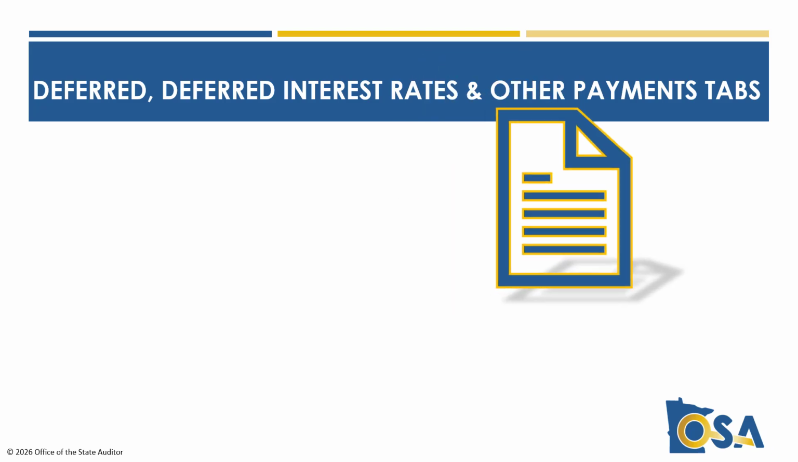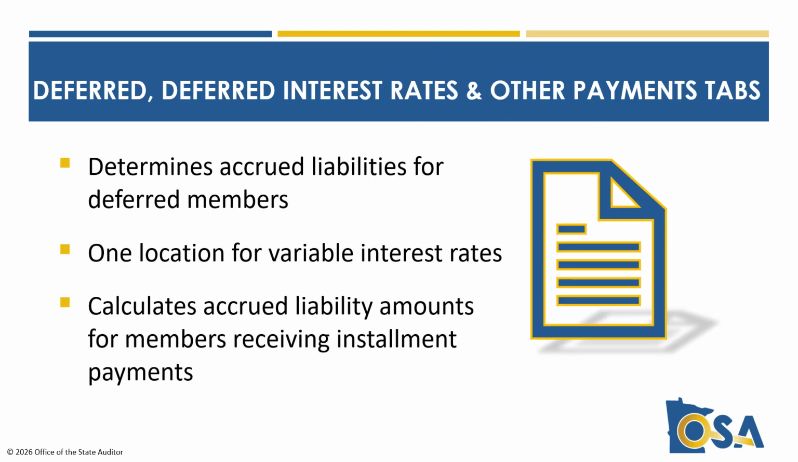This online training session will discuss the Deferred, Deferred Interest Rates, and Other Payments tabs of the Schedule Form, or SC Form for short. The purpose of the Deferred tab is to determine the liabilities for each deferred member of the Relief Association, while the Deferred Interest Rates tab provides one convenient location to enter interest rates for deferred members.